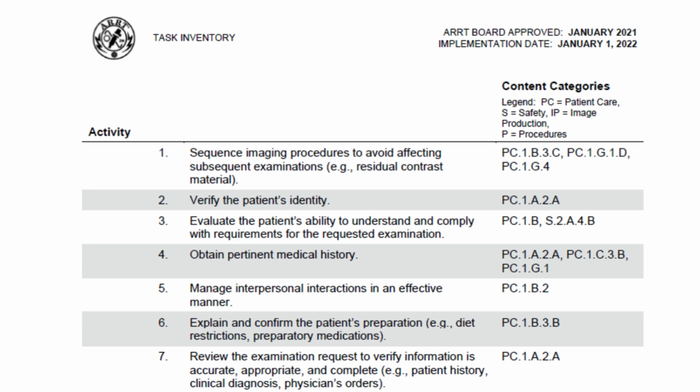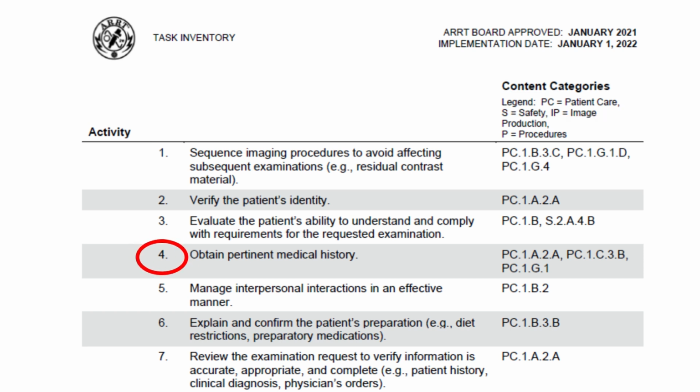Look at this sample task inventory. In the upper right corner, you'll find the approval date from the ARRT board, along with the date the document will be implemented. The layout is pretty straightforward. Tasks are grouped by activity and content categories, with each task listed individually. While each discipline's task inventory is unique, the order usually follows a logical flow, from early steps in a procedure all the way through to the procedure itself.